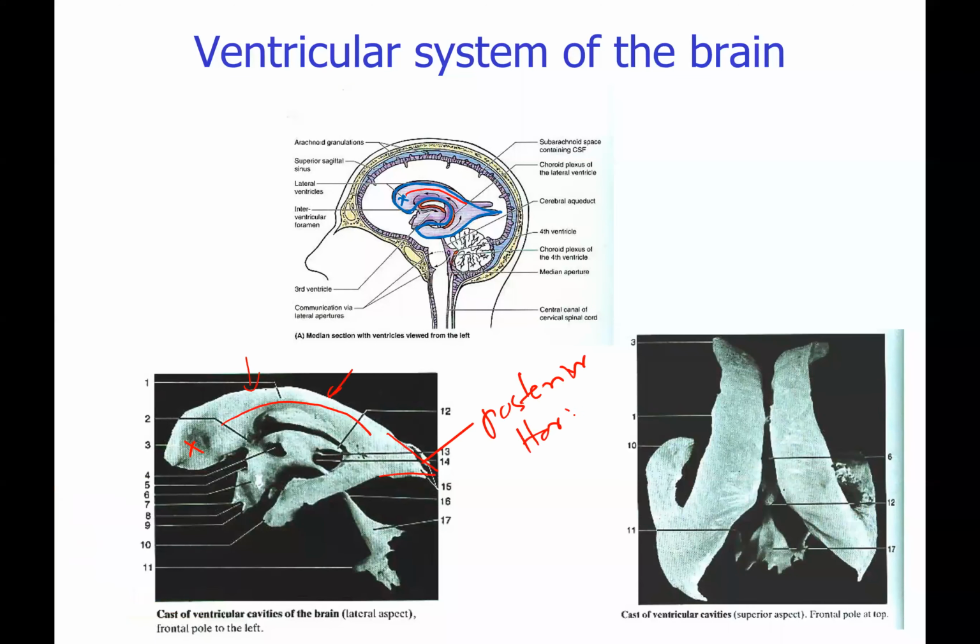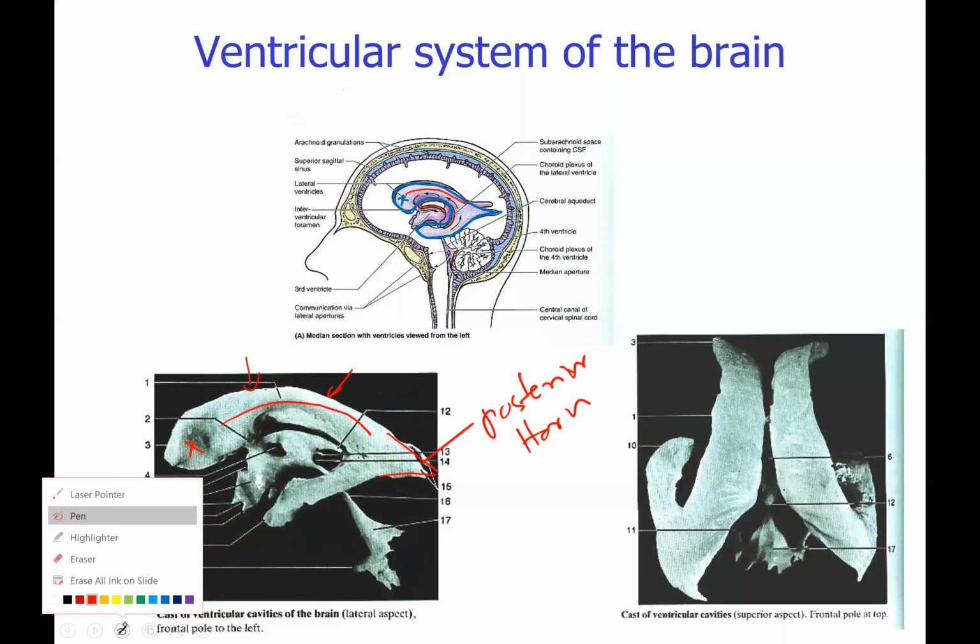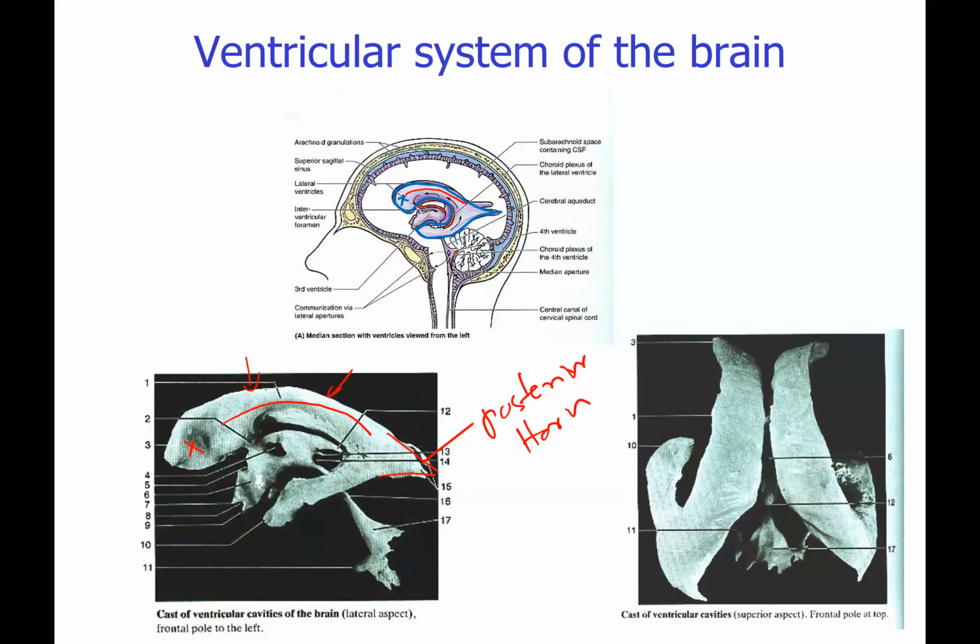Posterior horn of the lateral ventricle, which is in the occipital lobe. So this is the area of the occipital lobe. If I draw, now this is your temporal lobe, this is your occipital lobe, and this is your frontal lobe. So the posterior horn is going into the occipital lobe, and the inferior horn, this is called the inferior horn of the lateral ventricle, which is in the temporal lobe.